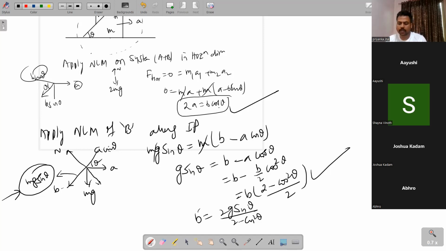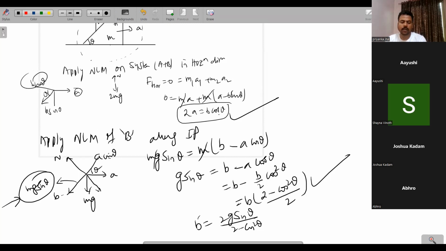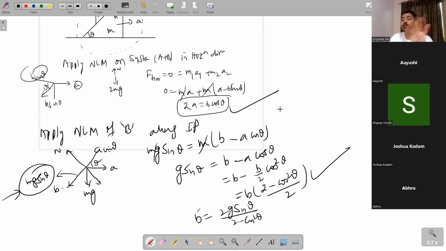Now I'll give you one question. You guys will try. Suppose you are asked to find the acceleration of block B with respect to the ground. Then you have to find the net acceleration, which should be the vector sum of A plus B, and you have to find the magnitude. You can easily find it.